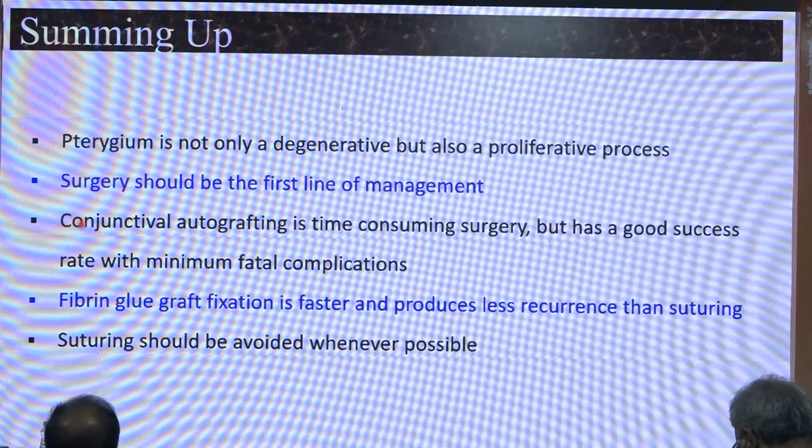So to sum up, pterygium is not only a degenerative but also a proliferative process. Surgery should be the first line of management. Conjunctival autografting is a time-consuming surgery but has the best possible outcome with minimum fatal complications. Fibrin glue graft fixation is faster and produces less recurrence than suturing. Suturing should be avoided whenever possible.